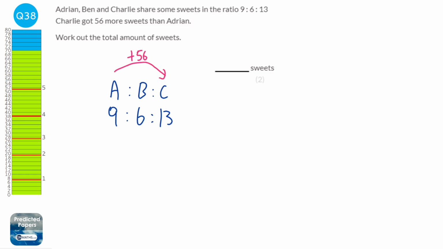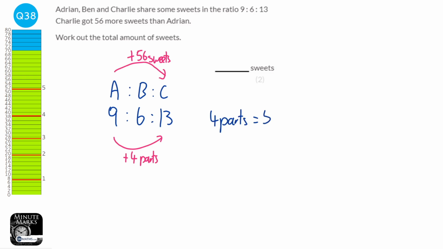So there's 56 more sweets. Well, looking at the actual parts of the ratio, there are 4 more parts. So plus 4 parts, which represent plus 56 sweets. So the 4 extra parts are worth 56 sweets. So 4 parts are worth 56 sweets. So 1 part would be 56 divided by 4, which is 14 sweets.